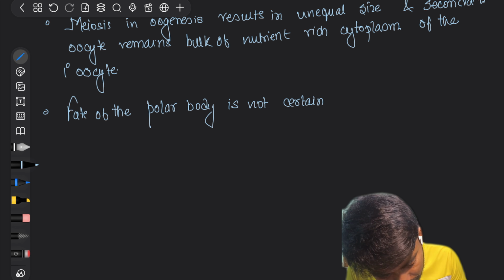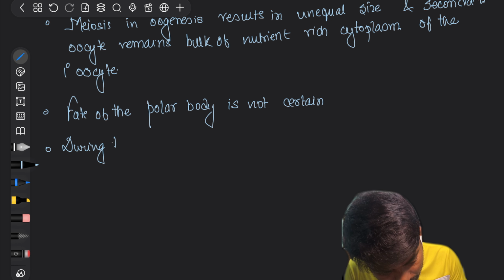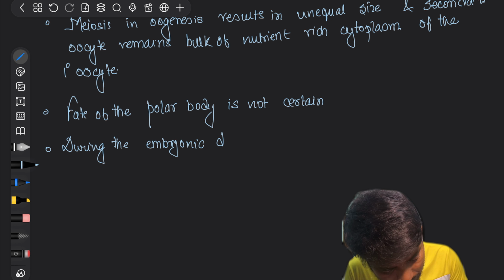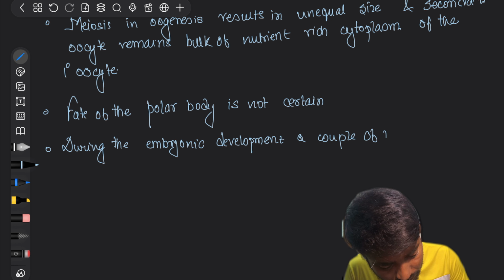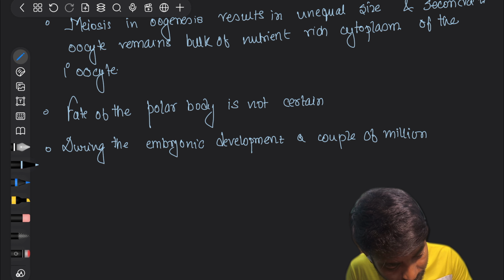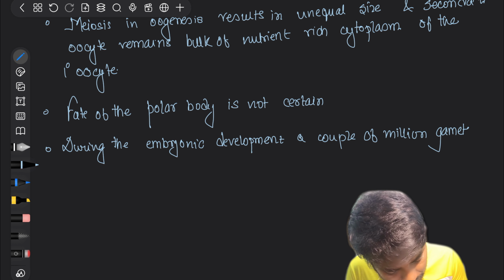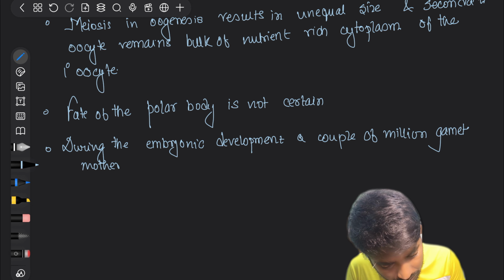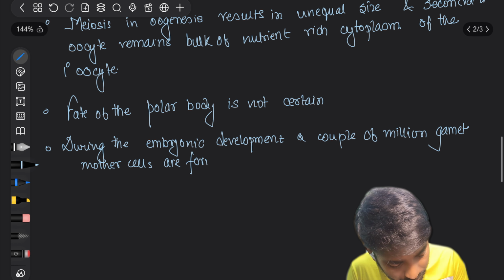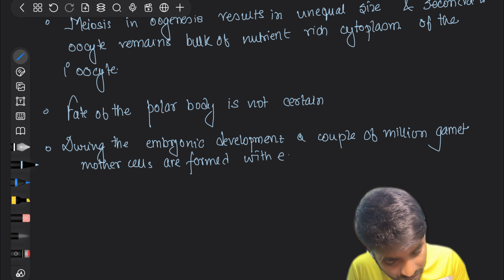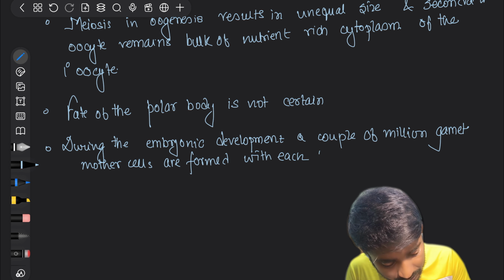During the embryonic development, a couple of million gamete mother cells are formed in each fetal ovary.